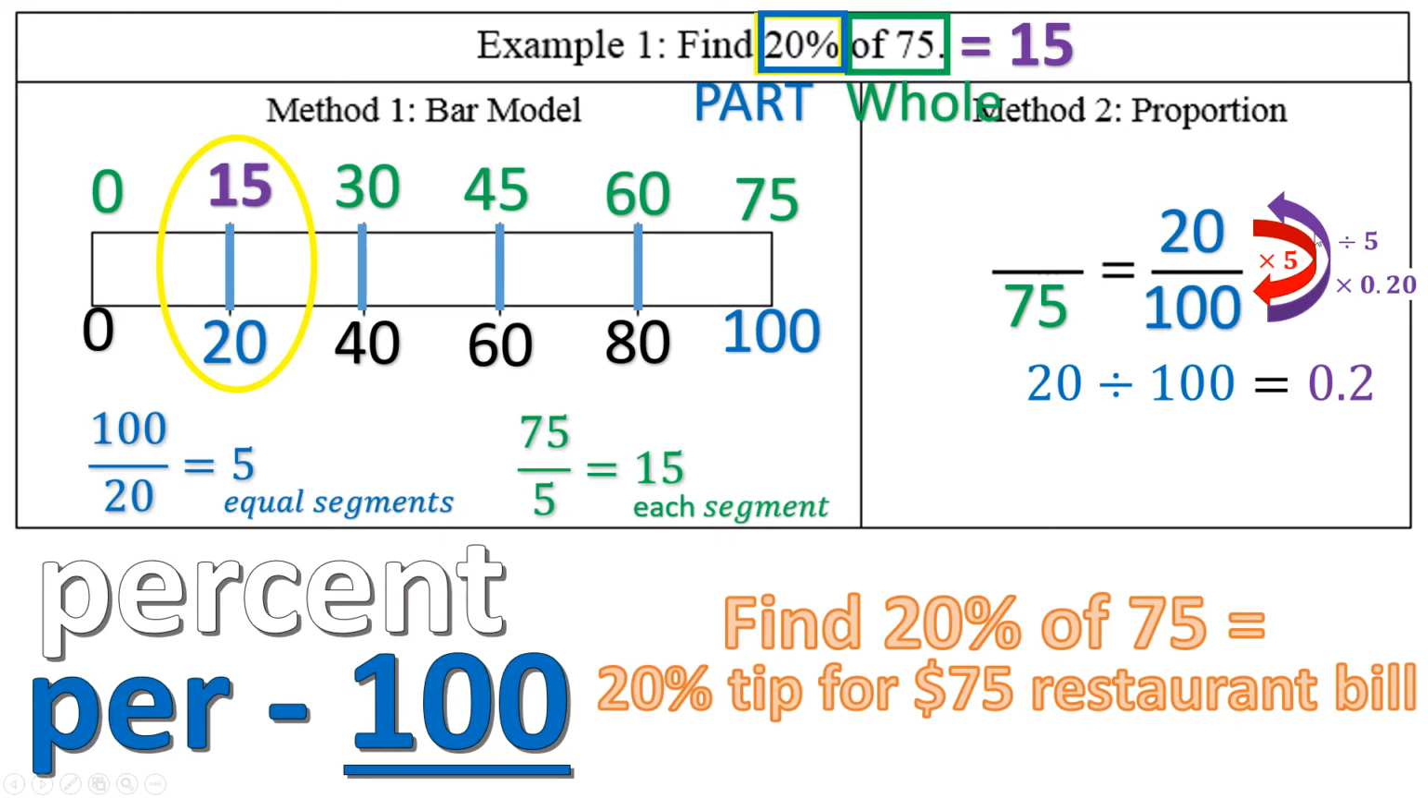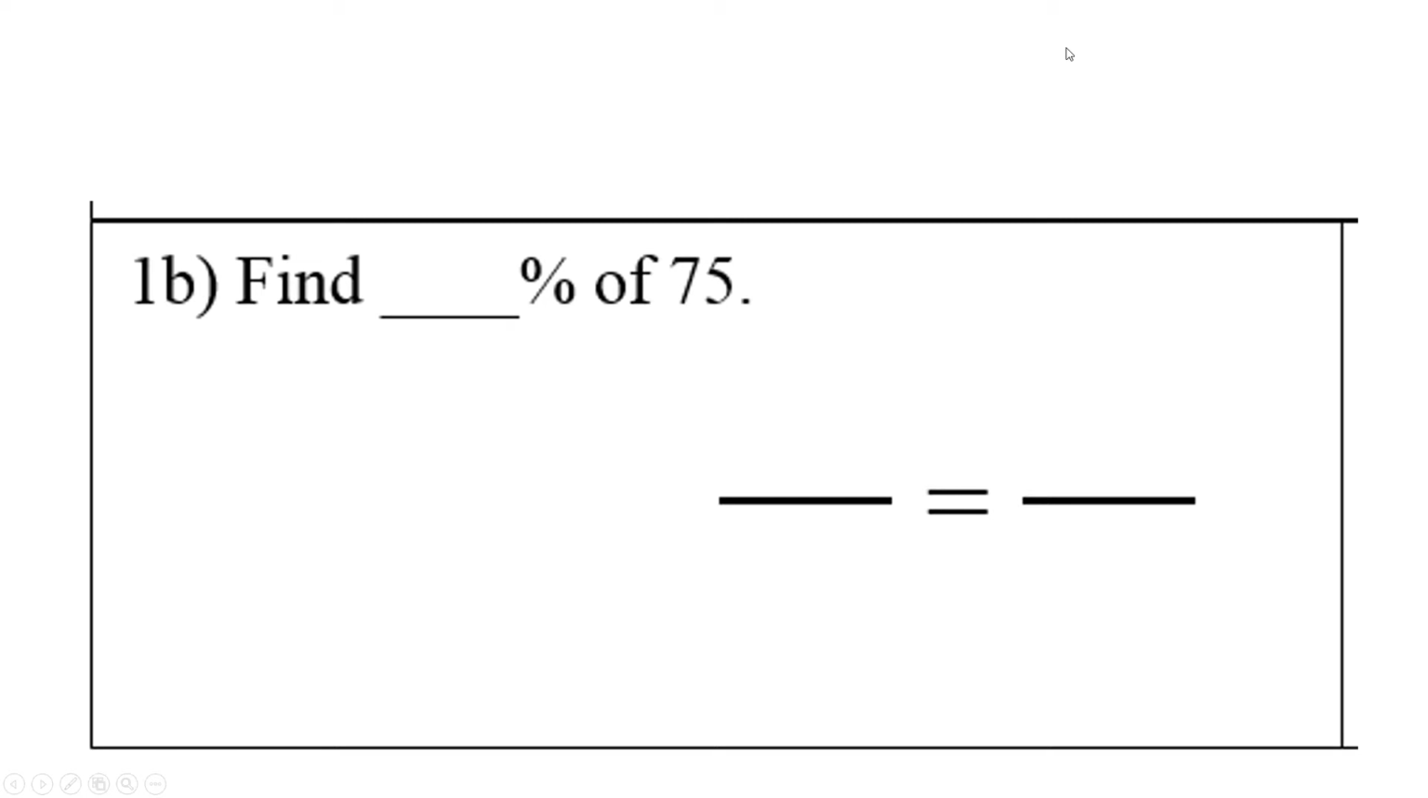Now, whatever we do to one side of the fraction, we must do to the other. So if we do times 0.2 over here, we need to do times 0.2 over here. 75 times 0.2, or 75 divided by 5, or 75 times 20% as a decimal is 15. And that's the answer we already got. So we know we are correct.